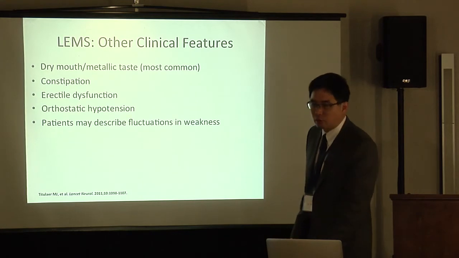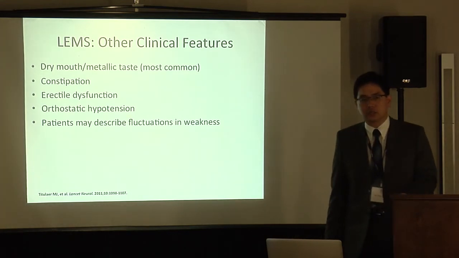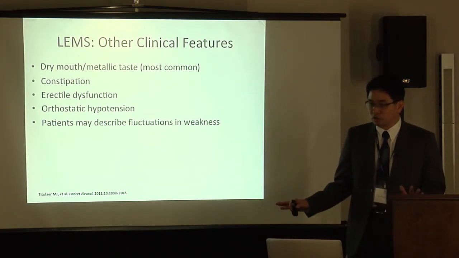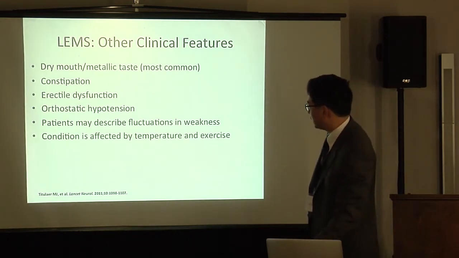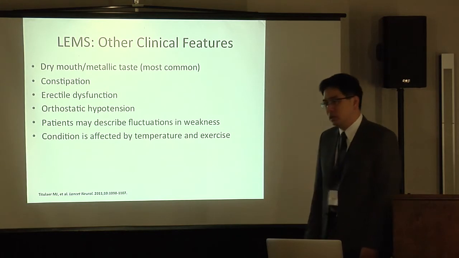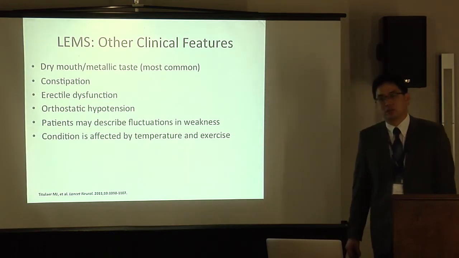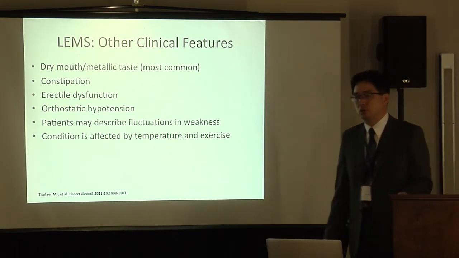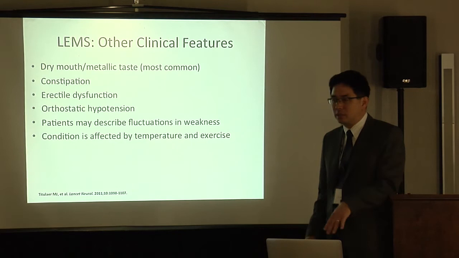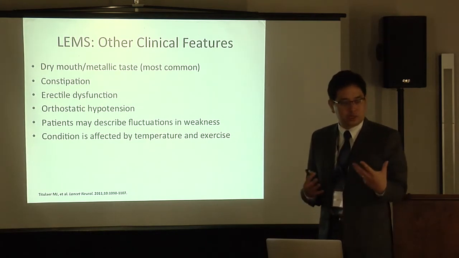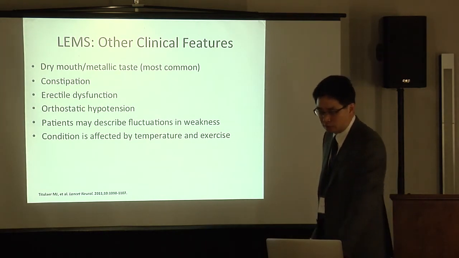Patients might say that their weakness fluctuates. Sometimes they're good, sometimes they're not as good, and it may actually fluctuate significantly with temperature. Sometimes patients say that they do better when it's cooler than when it's pretty hot. When it's hot, it's hard to do anything. And it's beyond what patients who do not have LEMS would normally experience.